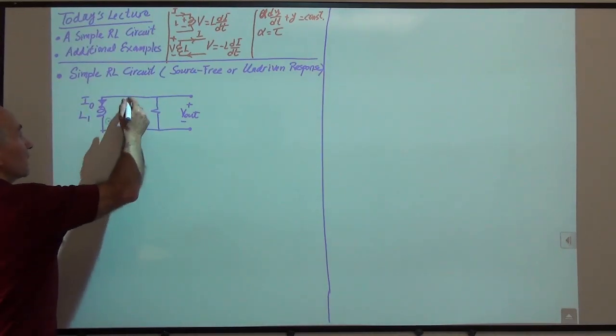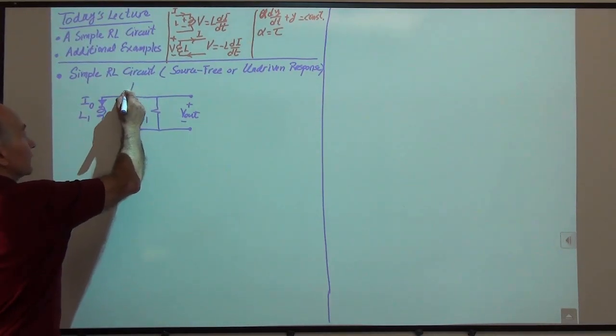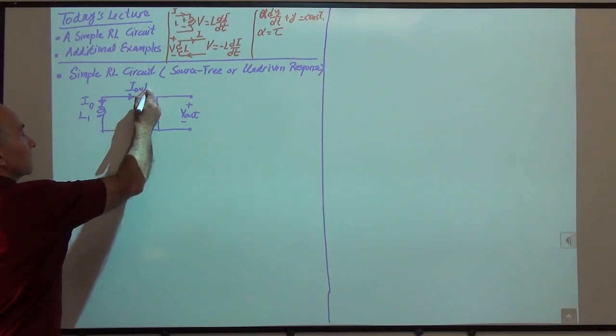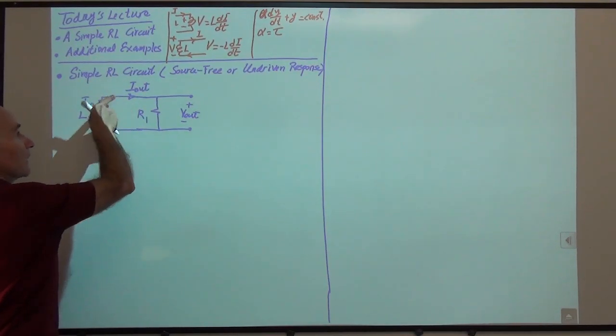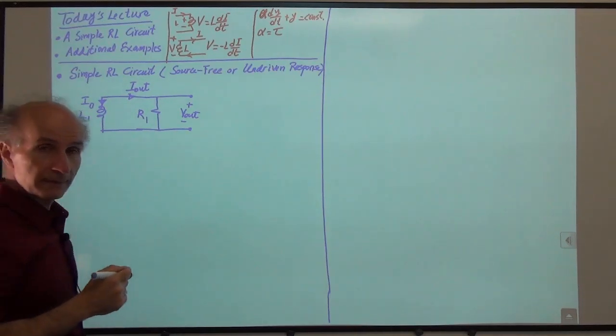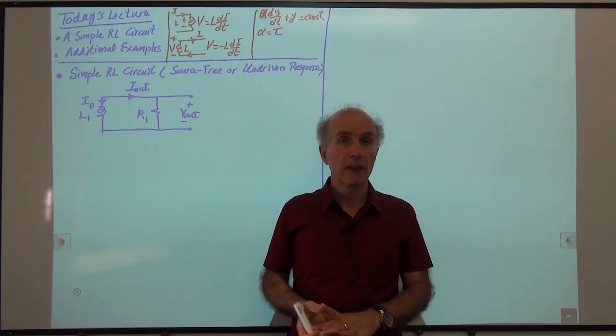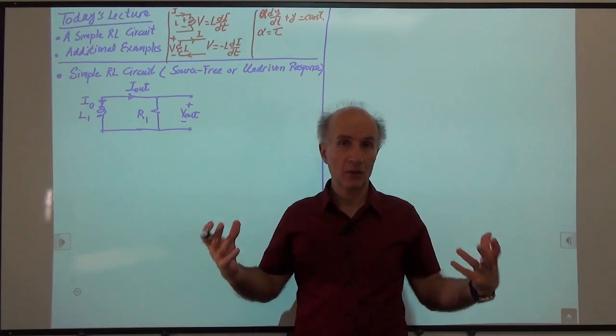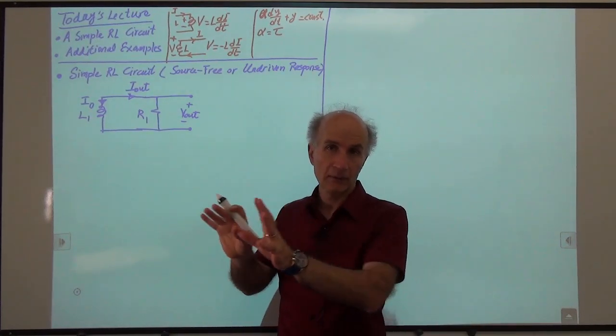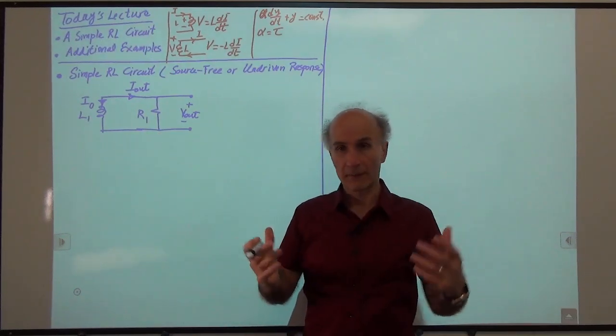So let's pick a direction. So let's say this current is I out, right? Not a big deal. You can call it this way, you can call it this way. It's entirely up to us. All right, so our objective is to find I out and V out as this inductor starts with this initial condition and the circuit evolves and does something.